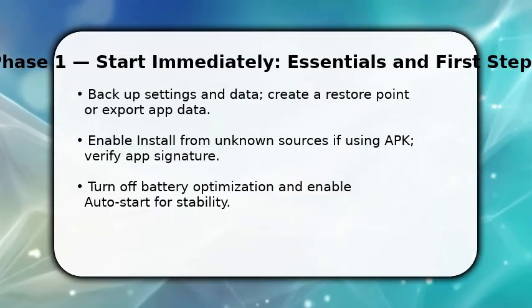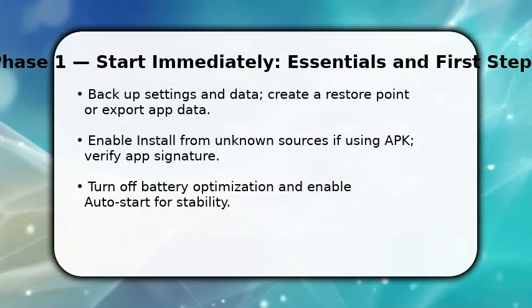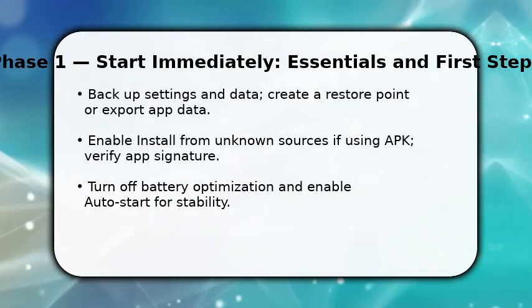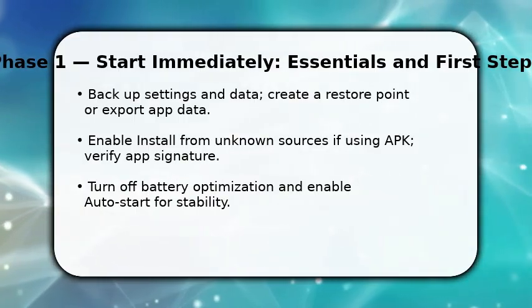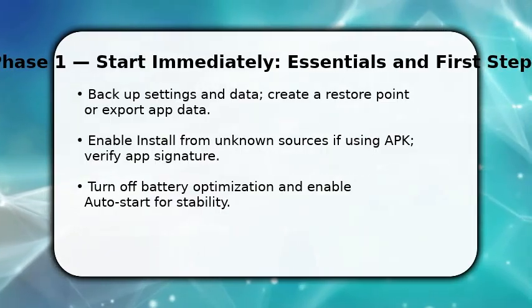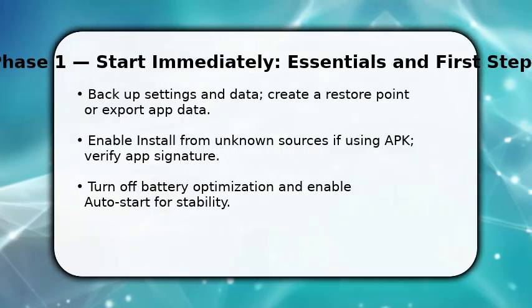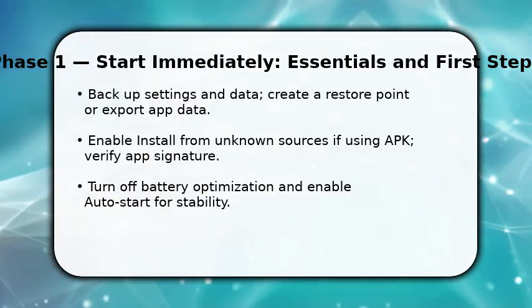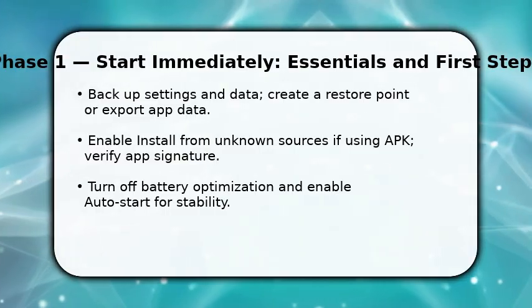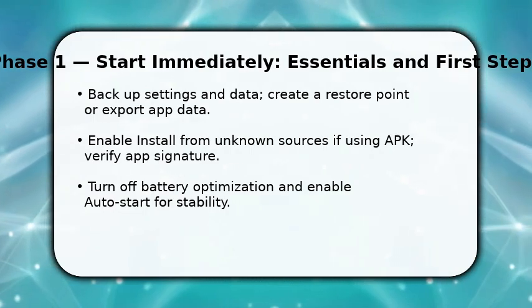You begin by protecting your data and getting the phone ready. Backup settings and export any app data so you can undo changes if needed. This keeps you safe. Once done, install My Control Center or its latest APK and enable install from unknown sources only for this app. Make sure to disable battery optimization and enable auto start right away. These two permissions are why the app can run permanently in the background and show the control center reliably.